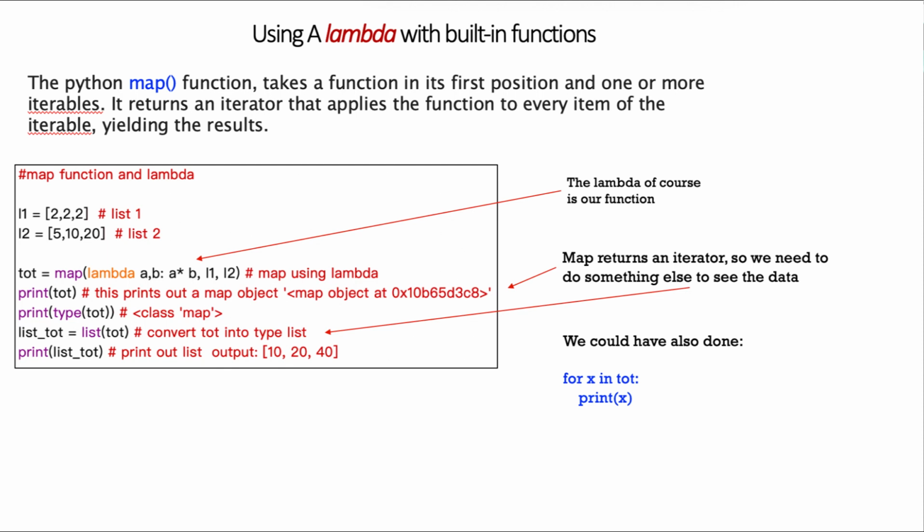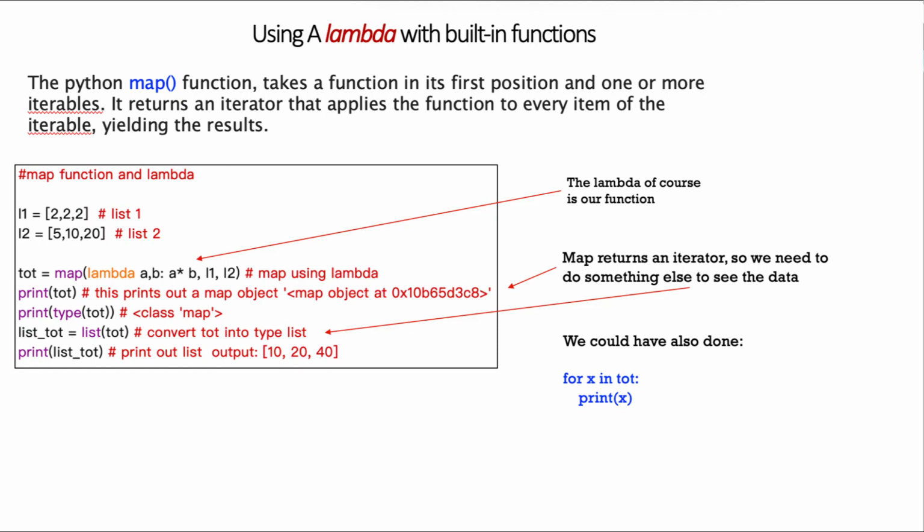So we have list1 or L1 equals 2, 2, 2 and L2 equals 5, 10, and 20. Then we have our variable tote, which equals our map, passing it in its first position our lambda. We have the full lambda expression here with a and b as its variables, and then after the colon we'll multiply a times b for the expression part. Then we pass in two iterables, L1, L2.